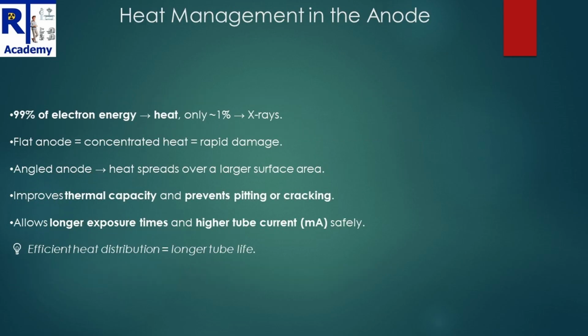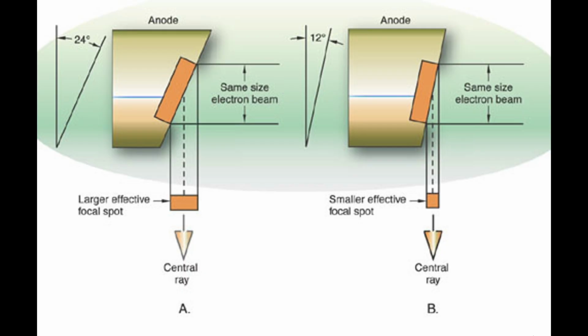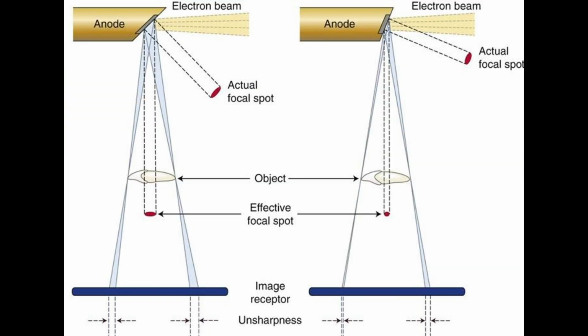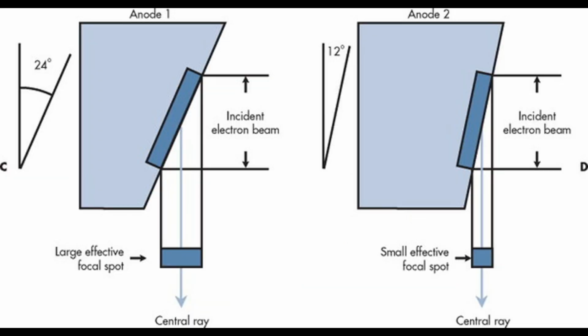Heat management is also key. Electrons carry a massive amount of kinetic energy. When they hit the anode, most of this energy converts into heat. If the anode were flat, it would overheat quickly, limiting exposure time and potentially damaging the tube. By angling the anode, heat is distributed more efficiently, allowing for longer exposures without compromising the tube's lifespan. This is why understanding the angle of the anode is both a physics problem and an engineering solution.